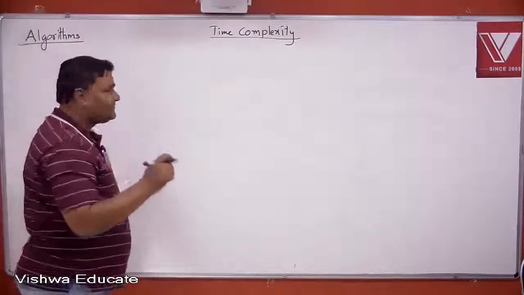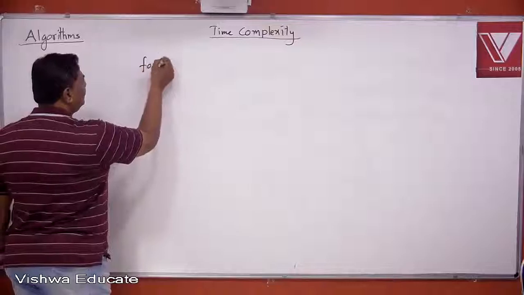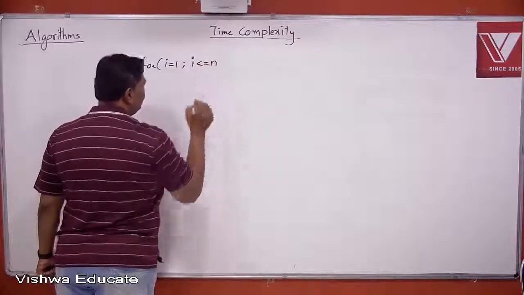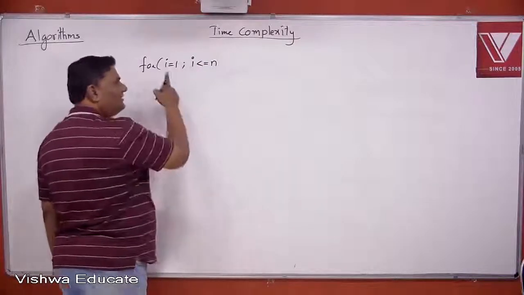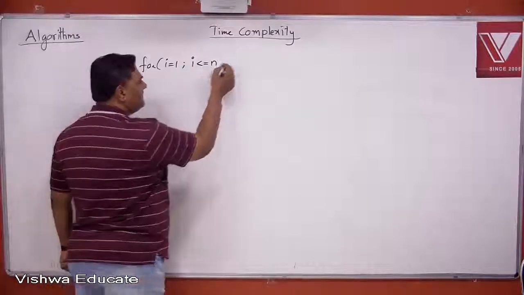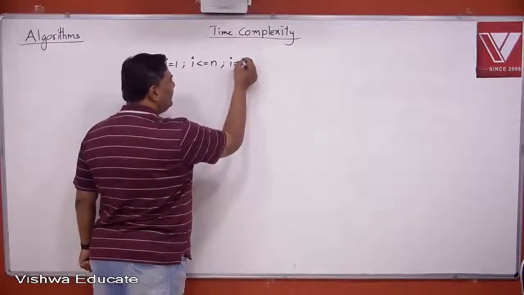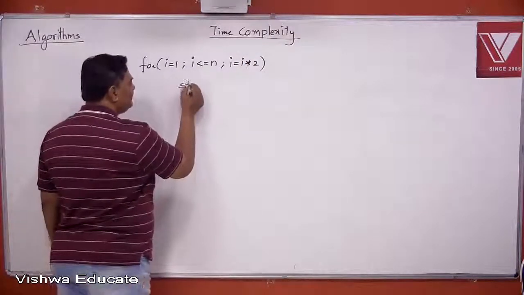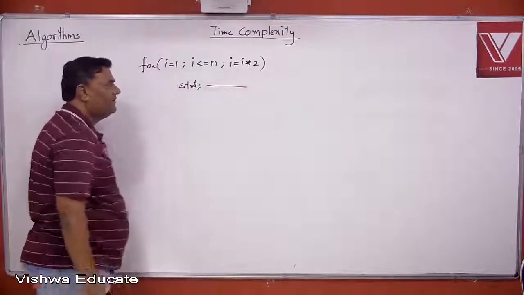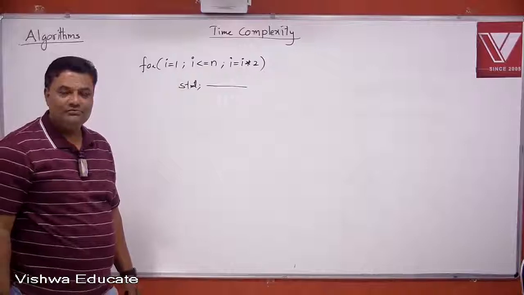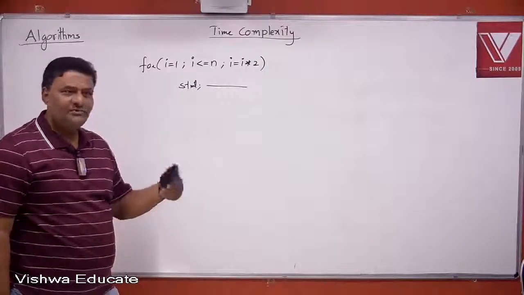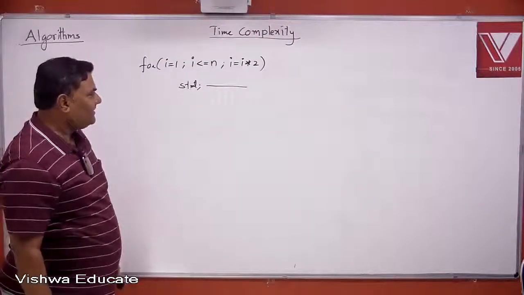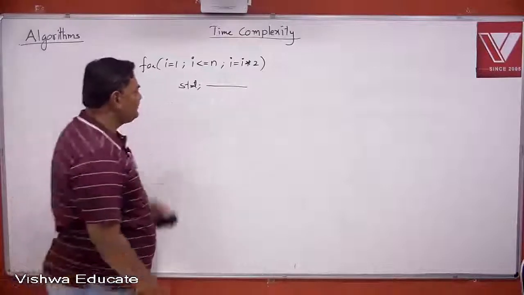Now, next code. For I assign 1, I is less than or equal to n. How many times? This is normally n times, but now I assign I into 2, multiplied by 2. So the statement, how many times? I is multiplied by 2, so it's not plus 2. Plus 2 means n by 2. Plus 5 means n by 5. But now it cannot be n by 2 or n by 5.